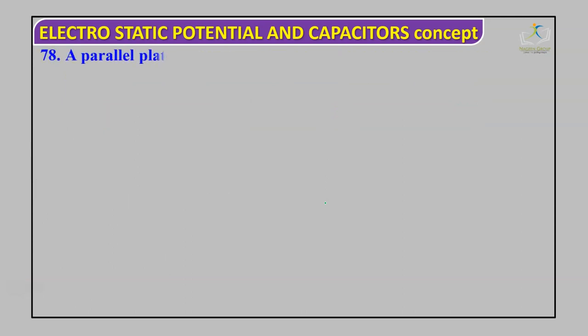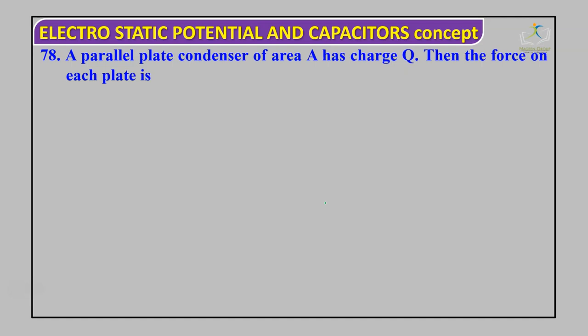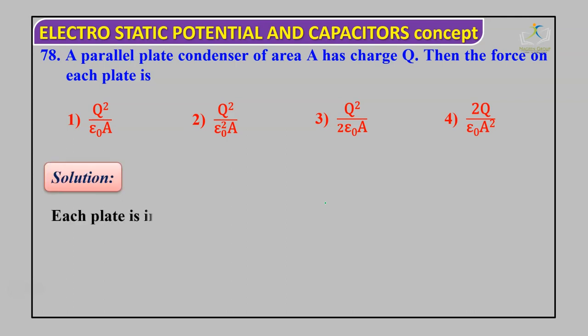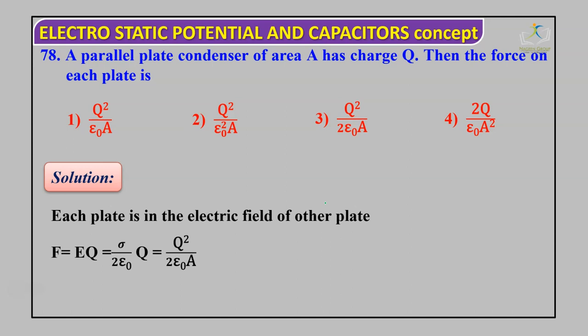Now the next question which we have: a parallel plate condenser of area A has a charge Q, then the force on each plate is Q square by epsilon naught A, Q square by epsilon naught square by A, Q square by 2 epsilon naught A, or 2Q by epsilon naught A square. We have the solution. Each plate is in the electric field of the other plate. F is equal to Q times E, where E is sigma by 2 epsilon naught, which is the electric field of a parallel plate. We know that sigma is equal to Q by A. From here we can say that F is Q square by 2 epsilon naught A. Hence the correct option is 3.